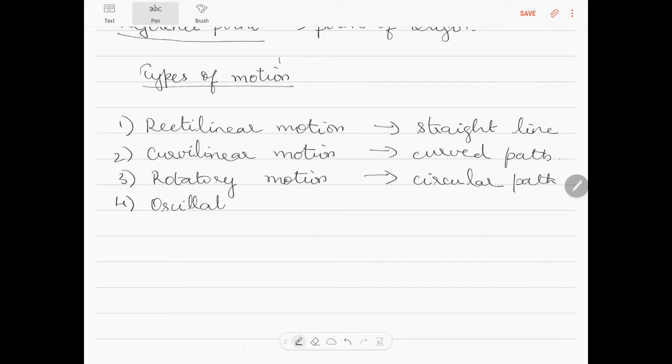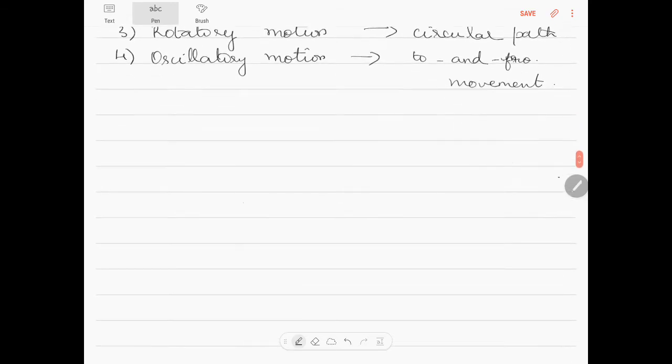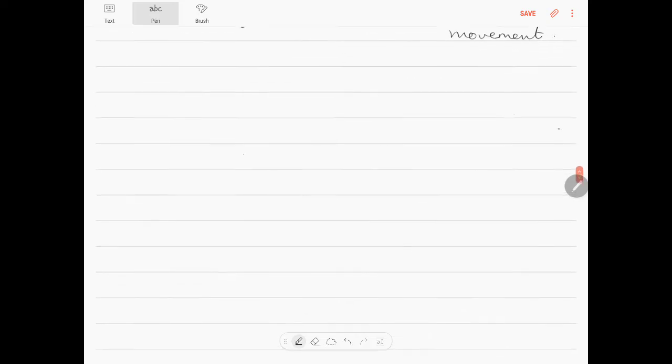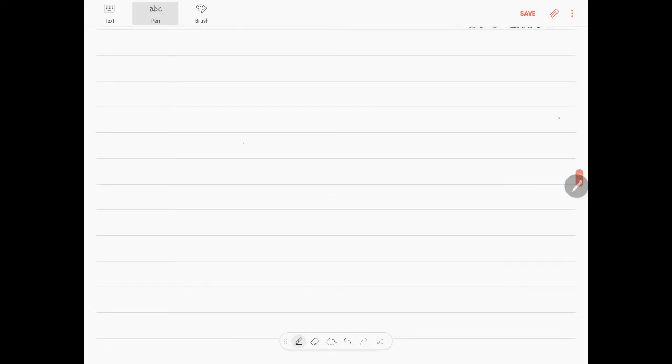Oscillatory motion means the to and fro movement, for example, a pendulum. So the to and fro movement is called oscillatory motion, and so on.